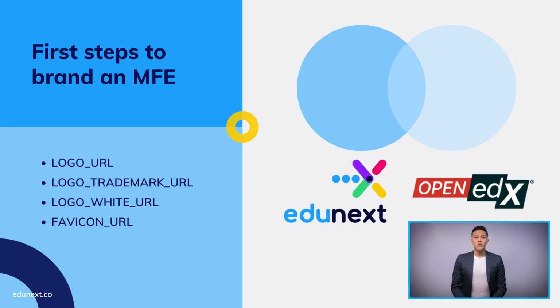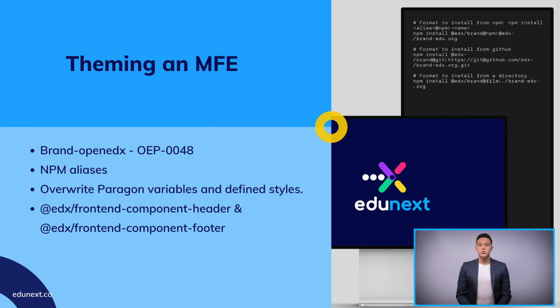So the first step is to brand a microfrontend. This is mostly related to changing the logos and images on your microfrontend. So in order to accomplish this, you can go to your microfrontend settings and change some settings like the logo URL, the logo trademark URL, the logo white URL, and the favicon URL. And if you're working on your devstack environment, you can just restart your development server, and then you will have your branded microfrontend.